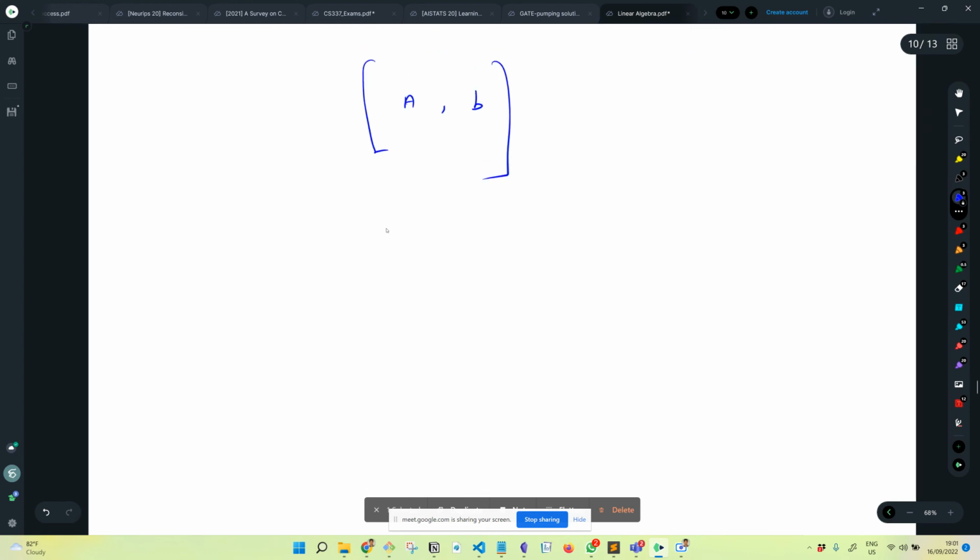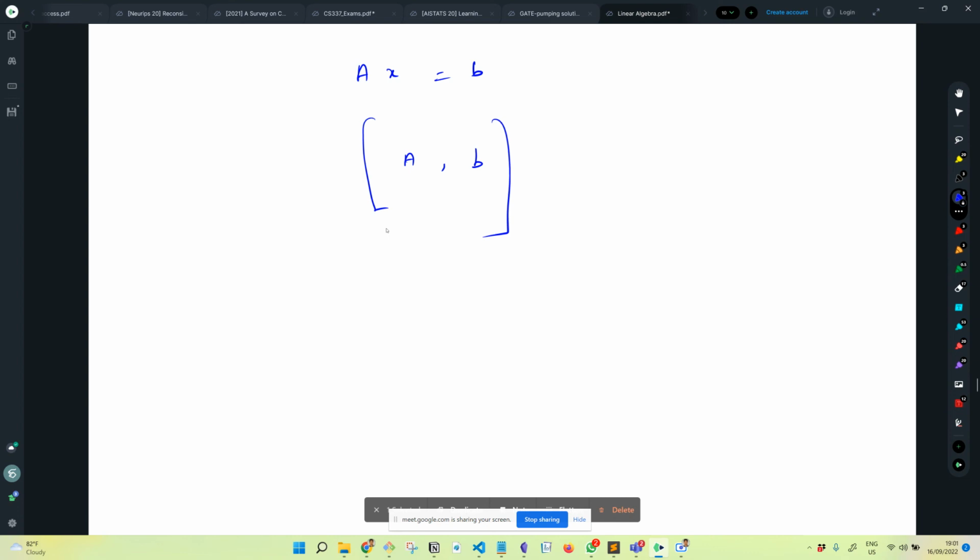So we started this class with the question: is there an efficient method to find a solution to a system of linear equations? A system of linear equations can be written in matrix format in this manner: Ax equal to b. And last class we saw how to take the augmented matrix. What we do is append b to A. That will give me the augmented matrix, right? In the next class we will see how to exploit RREF to find the solution efficiently.